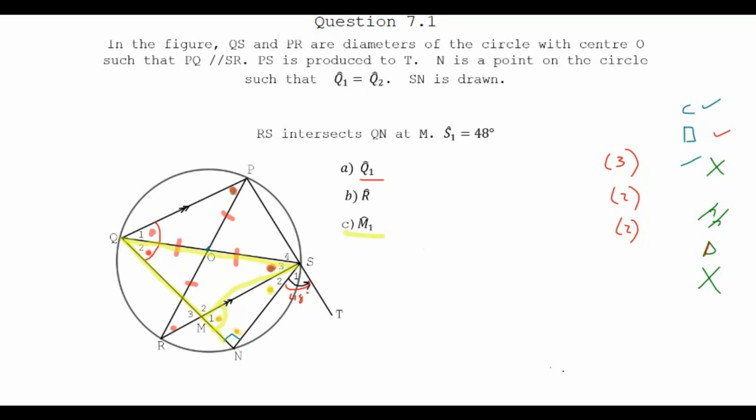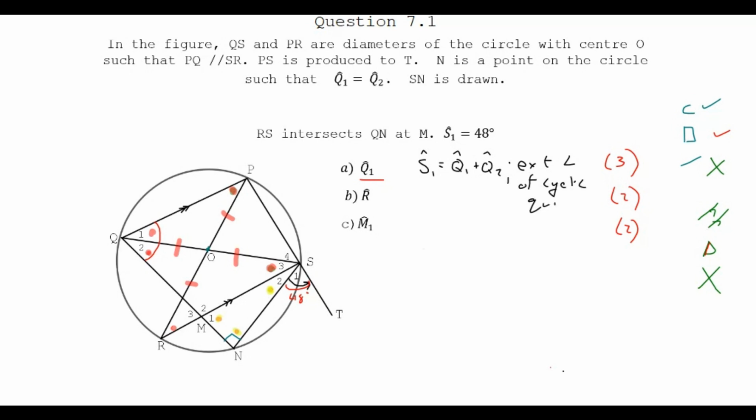Alright, so let's get busy. We have enough information to answer all the questions. Let's start with Q1 for 3 marks. As you remember, I mentioned that angle S1 would equal Q1 plus Q2. It is equal to the entire angle. And what is our reason for that? That is the exterior angle of a cyclic quad.